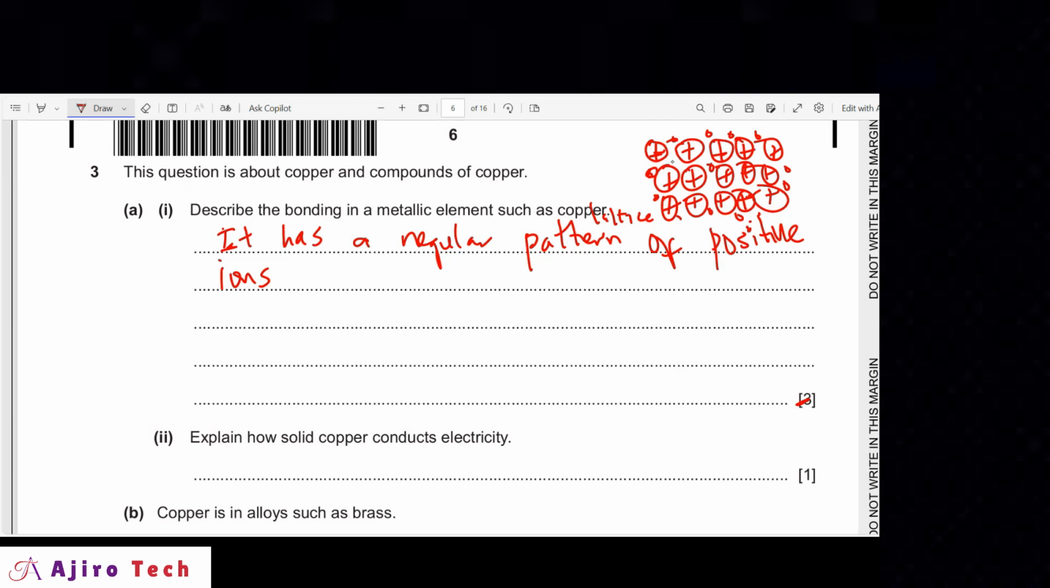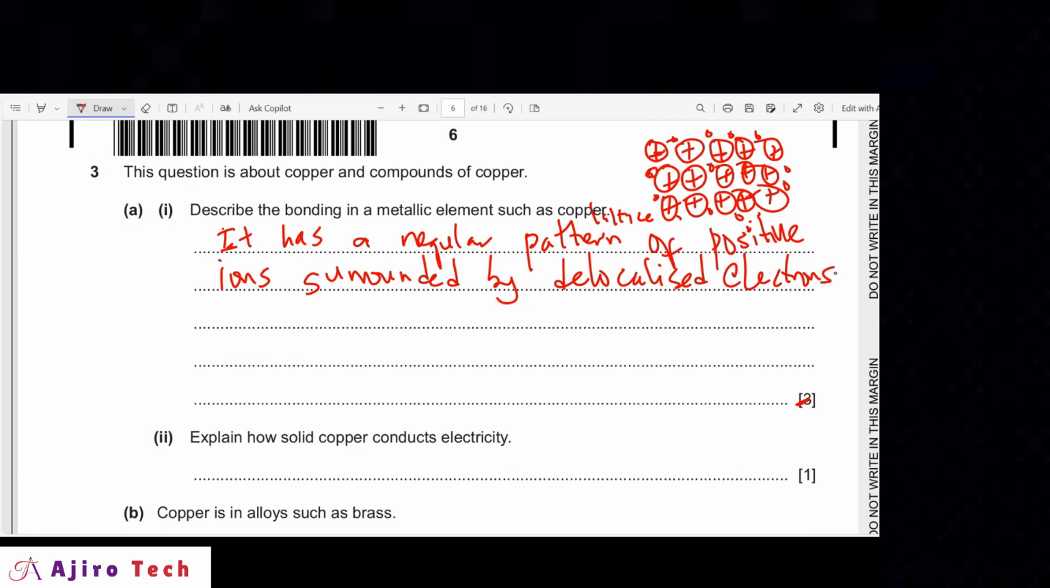Now, these positive ions are surrounded by delocalized electrons. Remember, these delocalized electrons are what enable a metal to conduct electricity. Right? So these electrons are moving. Many of the delocalized electrons are all roaming around the lattice of positive ions. So we could say it has a regular pattern of positive ions surrounded by delocalized electrons.